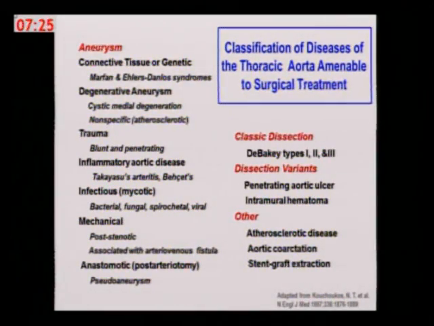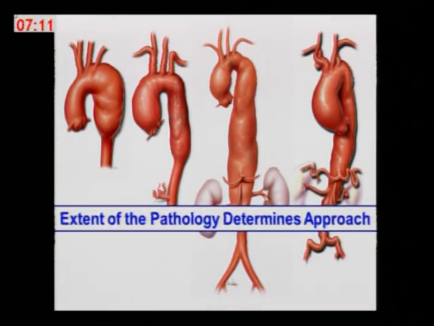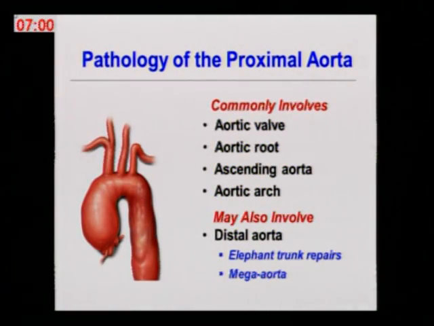I think it's worth pointing out that, at least in the United States, of all the pathologies of aneurysmal disease of the aorta, only the degenerative aneurysms are on label. Everything else that we do is off label and has to be categorized as such. But having said that, the techniques applied really need to be directed to and are determined by the involvement of the aorta and the pathology included. The pathology of the proximal aorta is rather diverse and includes valve pathology, root pathology, as well as the ascending and transverse aortic arch.